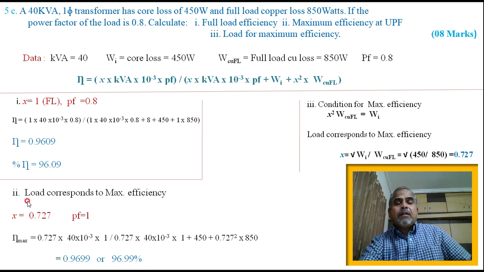It is very simple. You have to do it to the point. That is what is asked. Then you have to write the efficiency equation. Based on the condition of maximum efficiency, that is, x squared times copper loss at full load must be equal to Wi, you have to find out at what particular load the efficiency will be maximum. Based on that you calculate x, and thereby you calculate the maximum efficiency of the transformer.